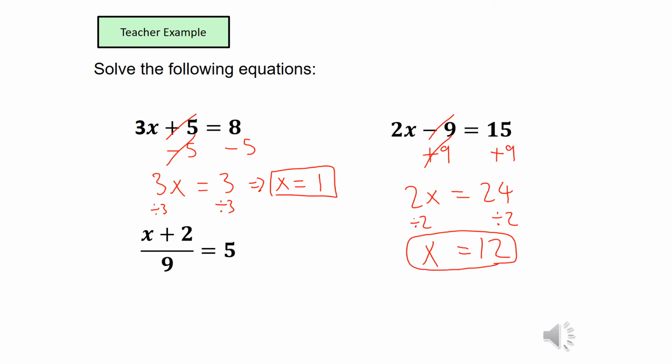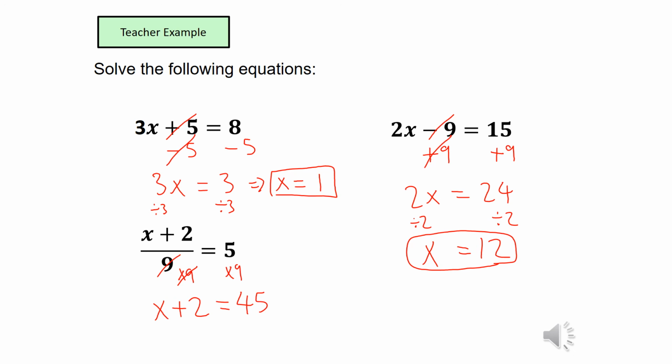Okay, this question's a bit different. We have divided by 9. x plus 2 divided by 9 equals 5. So first of all, we need to get rid of the 9. So we need to times by 9 on both sides. 9 times 1 over 9 will give me 1. So these two will cancel. So your equation will now be x plus 2 equals 45.